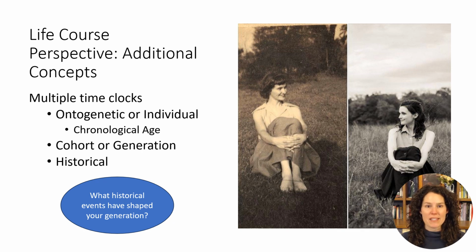Cohort, though, is based on the year you were born, and also what generation you belong to. If you take a look at these pictures again, these two women are of two different cohorts. One graduating, say, in the 1960s and one in the 1990s. So same ontogenetic time, but different cohort or generational time. And then historical time refers to events that occur with the passage of time and how they influence individuals and families. And historical events can produce cohort effects.